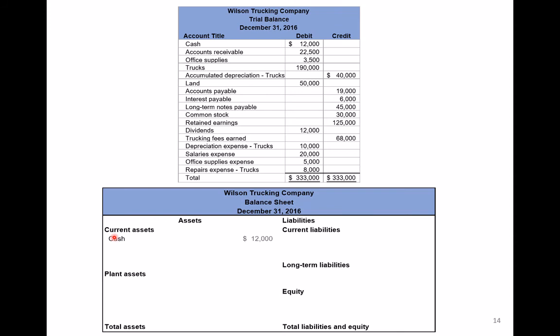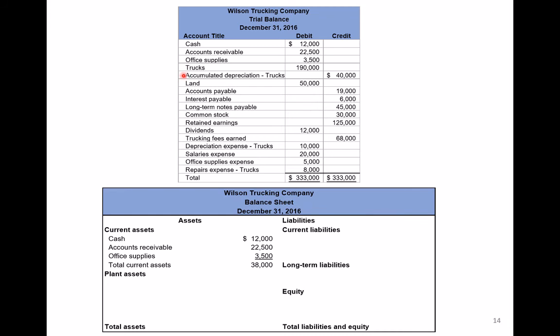So cash for $12,000, accounts receivable for $22,500, and office supplies for $3,500. That gives us total current assets of $38,000. Now we move into plant assets.